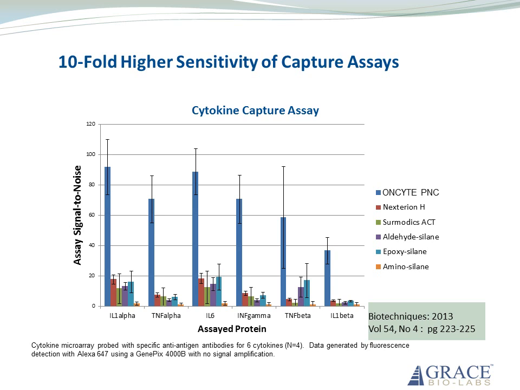for antigen capture assays. ONCYTE PNC performs significantly better than any of these other microarray surfaces in functional capture assay. The improved signal-to-noise in this cytokine assay resulted in a 10-fold lower limit of detection over any of these other substrates.